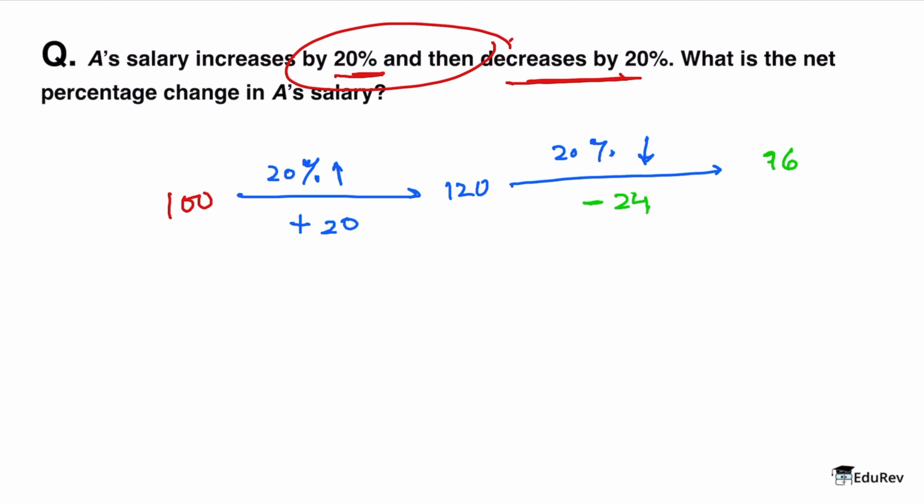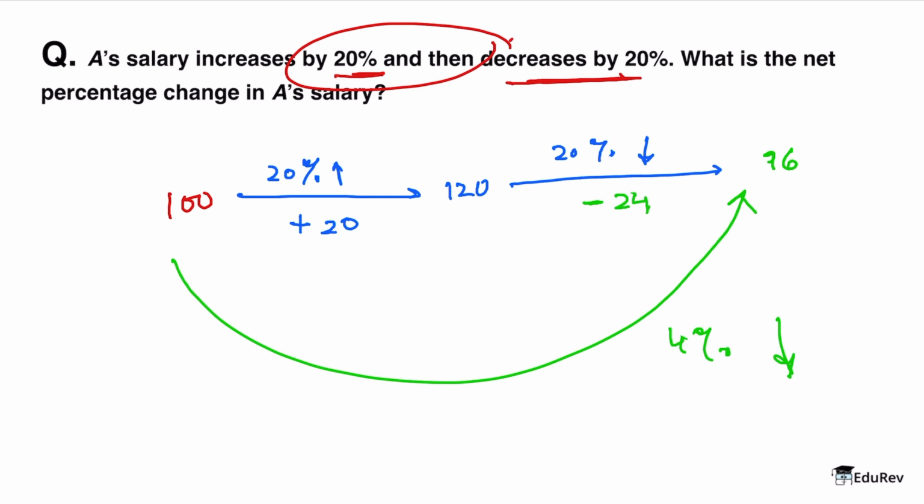Okay. So hence, the salary has gone down by how much percentage? It has gone down by 4%. So a 4% decrease is there in the salary of A. Alright, so this is how you can solve it, and this was based on your application 1.